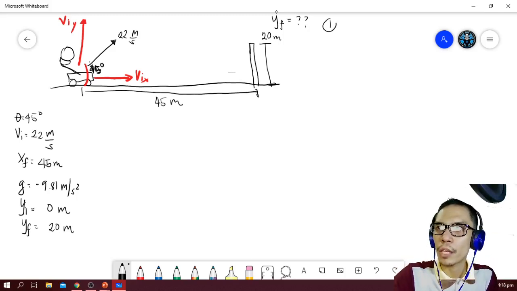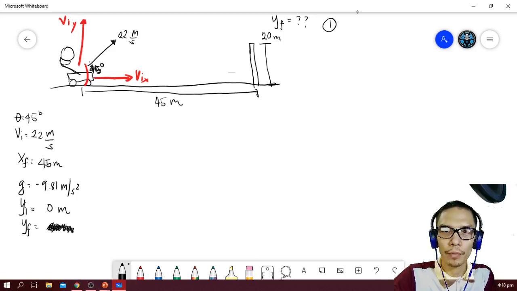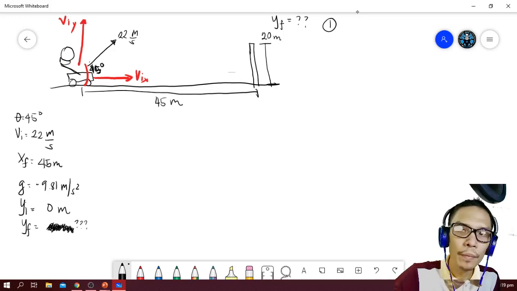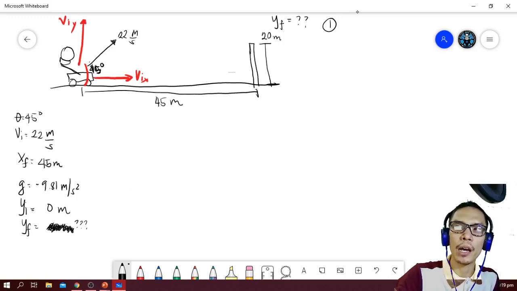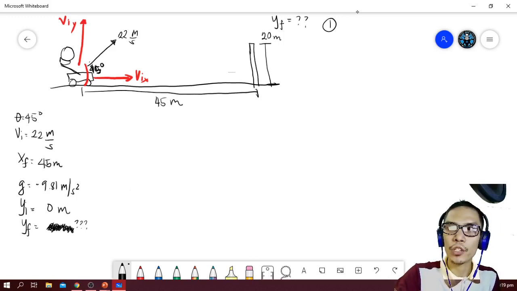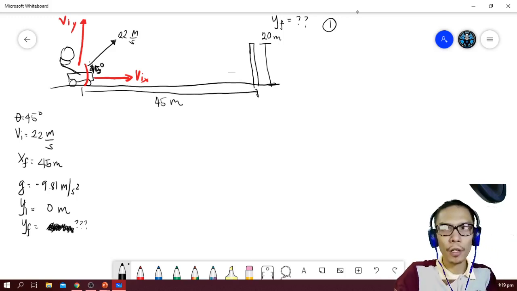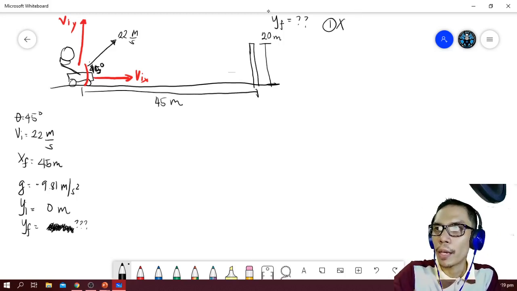So let's compute for this one. The first thing to do is write all the things that we need. This 20 over here we can remove so that you will not be confused. We are looking for this y sub f over here. The 20 over here is only a reference that you need in order to reason out if the rock will make it to the castle wall or not.